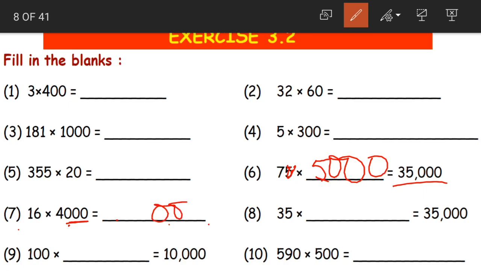Okay. Next, 16 into 4,000 is equal to dash. First we are having 3 zeros. Let me write that. 4 6s are 24. 2 carried. 4 1s are 4 plus 2, 6. 64,000 becomes our answer here.